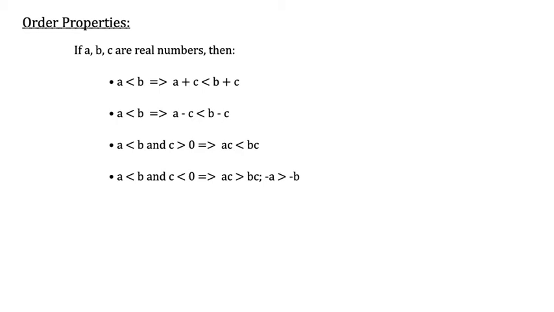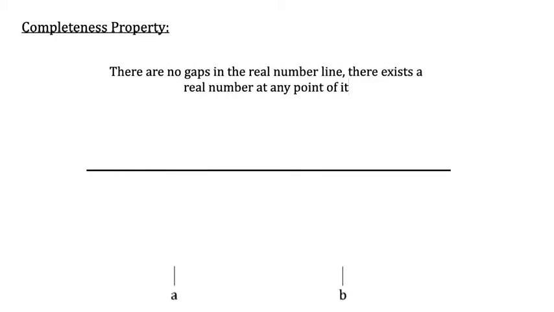If a is greater than 0, then this would imply that 1 over a is also greater than 0. If a is greater than 0 but less than b, this would imply that 1 over b is less than 1 over a. Completeness property. There are no gaps in the real number line. There exists a real number at any point of it.